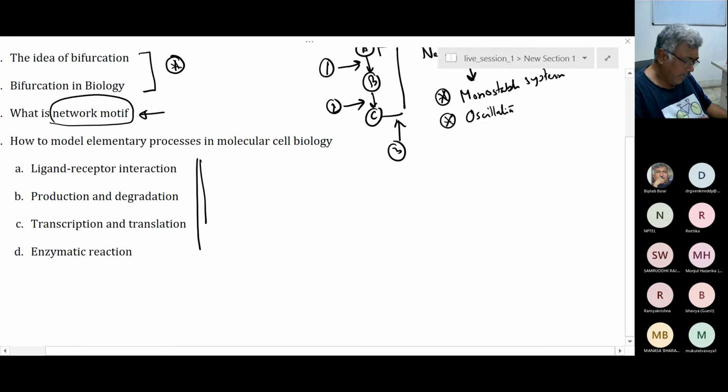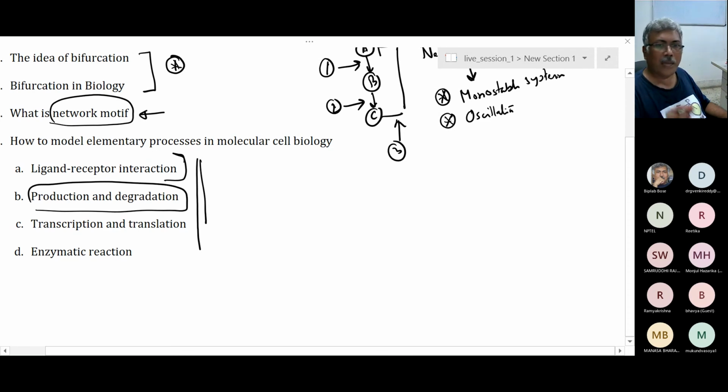So what I have done is break down all the elementary processes in cellular and molecular biology into 4 parts. One is ligand receptor interaction, and antigen antibody interaction is the same thing, right? So we will learn how to write functions for ligand receptor interaction. Then another elementary process in any molecular and cellular process in biology is production and degradation of molecules. So we will learn how to write an ODE and how to choose a function for representing production and degradation of molecules.